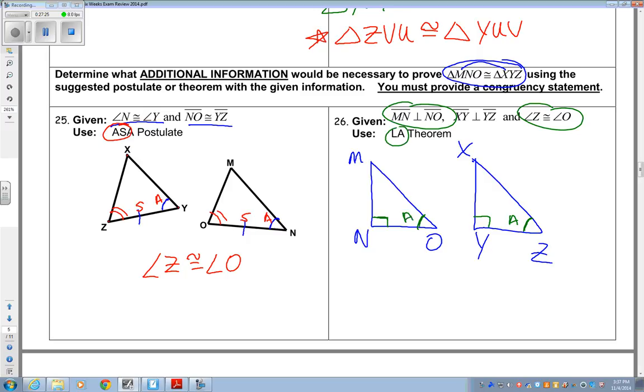All right, so right now I have an A. We are trying to use LA. We need a leg. I can use either one. So give me one I could use. I could do MN congruent to who? So the one I could show is MN is congruent to XY. Or I could do NO. NO is congruent to YZ. Okay, either one works.